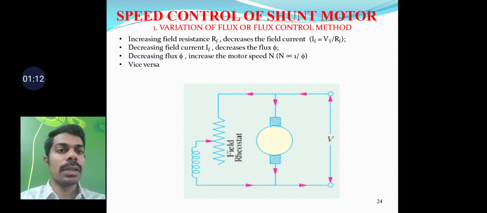Decreasing the flux increases the motor speed, as we see that N is directly proportional to back EMF and inversely proportional to flux. So by decreasing the flux, the motor speed increases. This can be done inversely by decreasing the field resistance, the same process to decrease the motor speed. This is the flux control method.